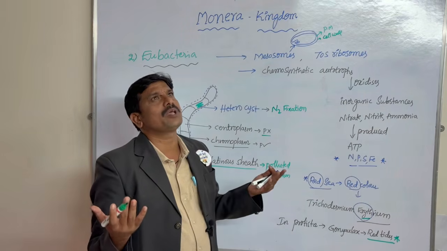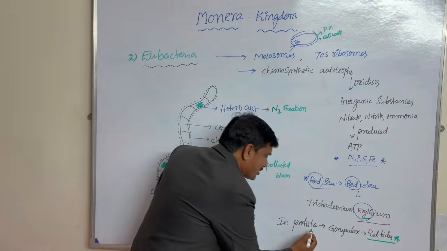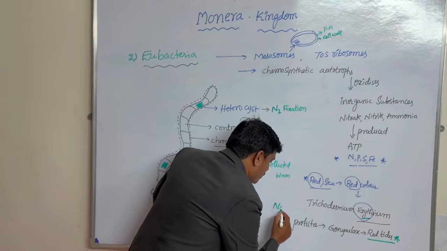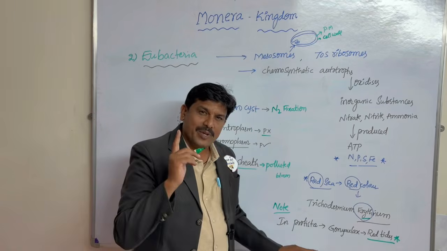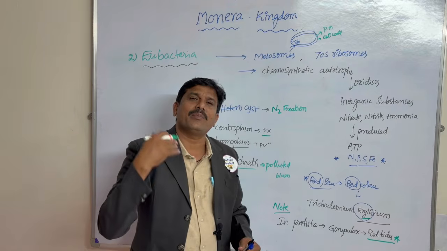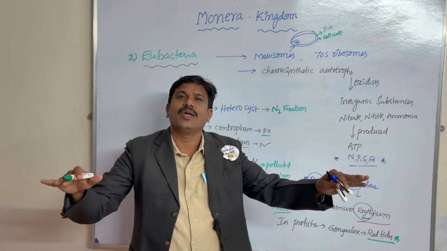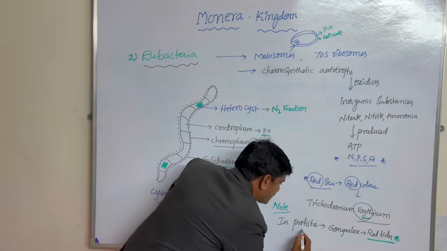Red tide, what type of example is it? So many students are confused. In Protista, a very important note from here only I mentioned. In Protista, one of the species is Gonyaulax, which rapidly multiplies on the surface of the Mediterranean Sea. So what color does the Mediterranean Sea look like?